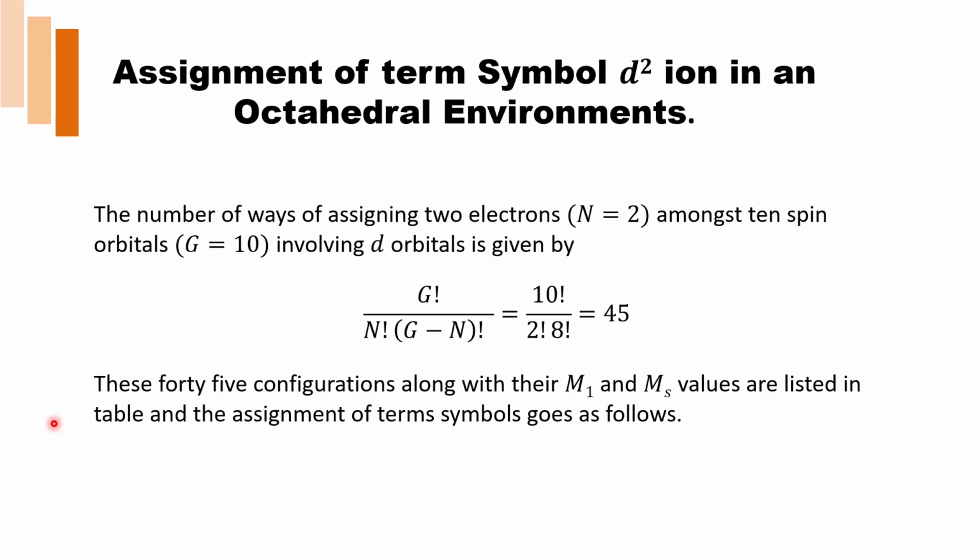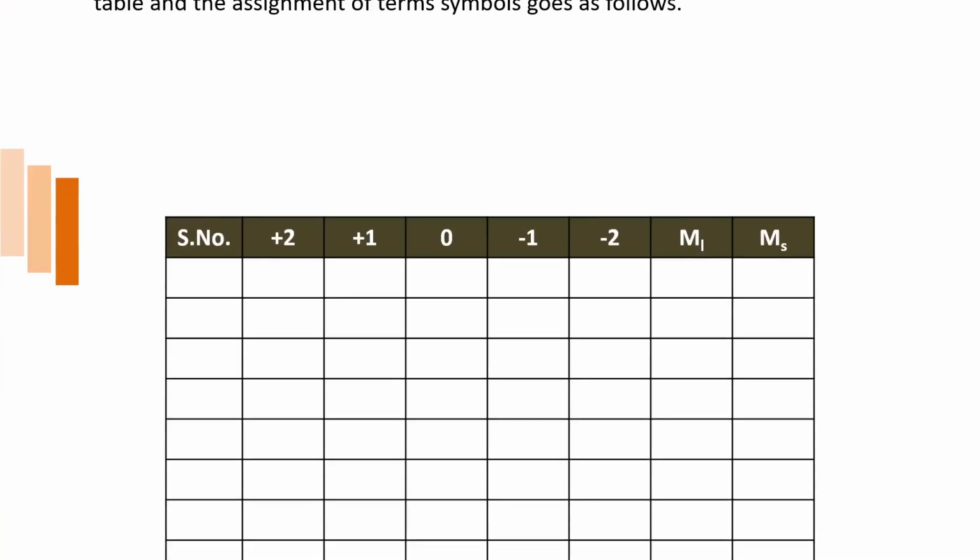assigning two electrons among the 10 spin orbitals, because there are 5 orbitals, but they may have plus half spin or minus half spin, involved in d orbitals, would be given by factorial g upon factorial n into factorial g minus n. So factorial g would be 10, factorial n is 2, and on solving that gives the value of 45. And thus, there are 45 unique combinations in which ml and ms values are possible, and we can assign the terms for such situations.